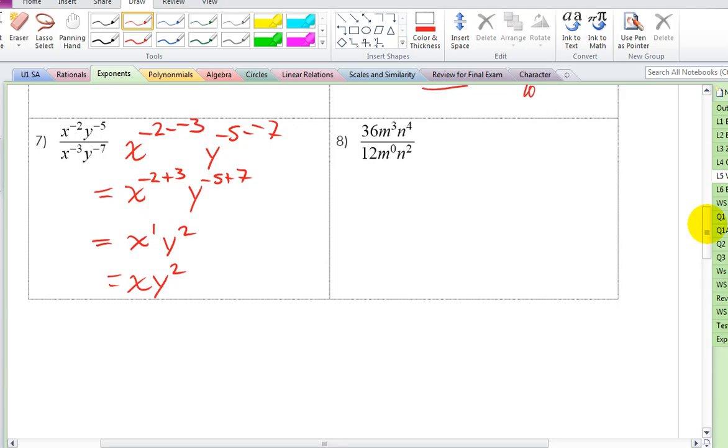Now number 8 is a little bit different as well. So what you're going to do is focus on your letters and your numbers separately. So what's 36 divided by 12? 3. Then on your m, you'll be subtracting, and same with your n. Go ahead, try it.